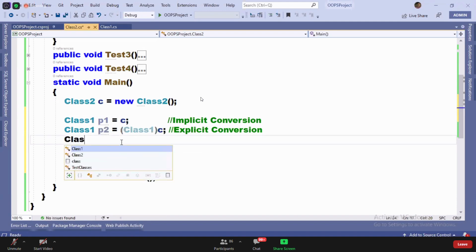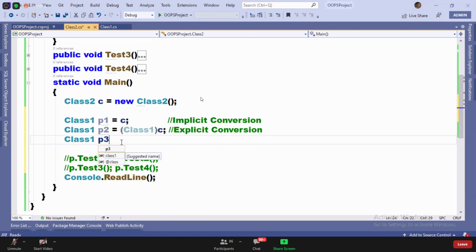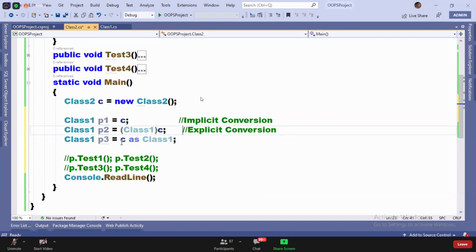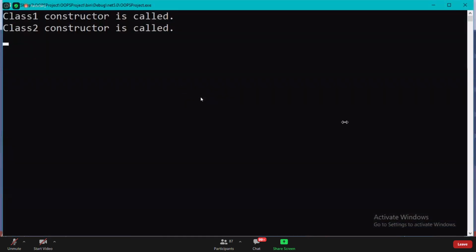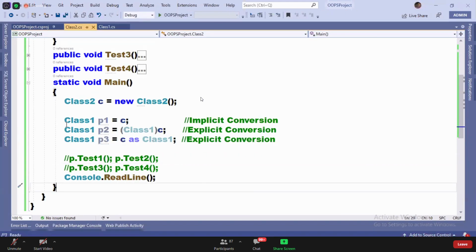You can write it another way also, guys. Class 1 P3 is equal to C as class 1. This is also explicit conversion only. Right now, all three options will work here. No error anywhere. All three options are working. Did you understand me?